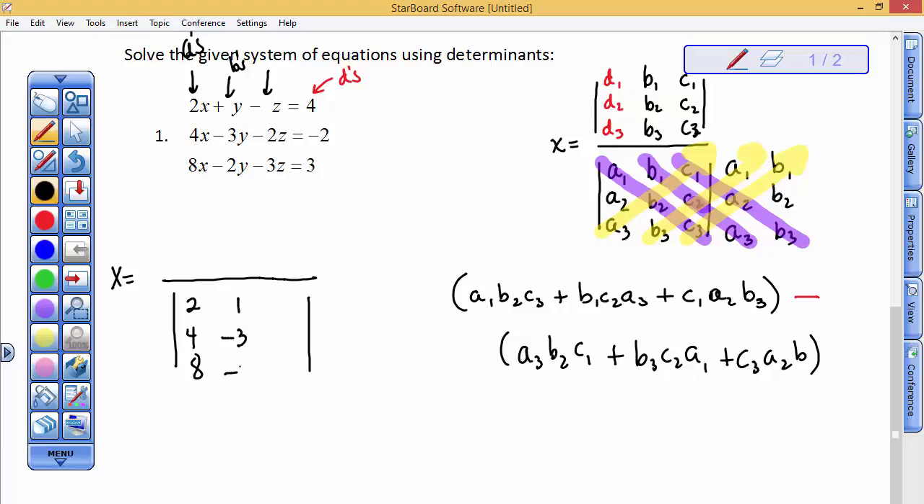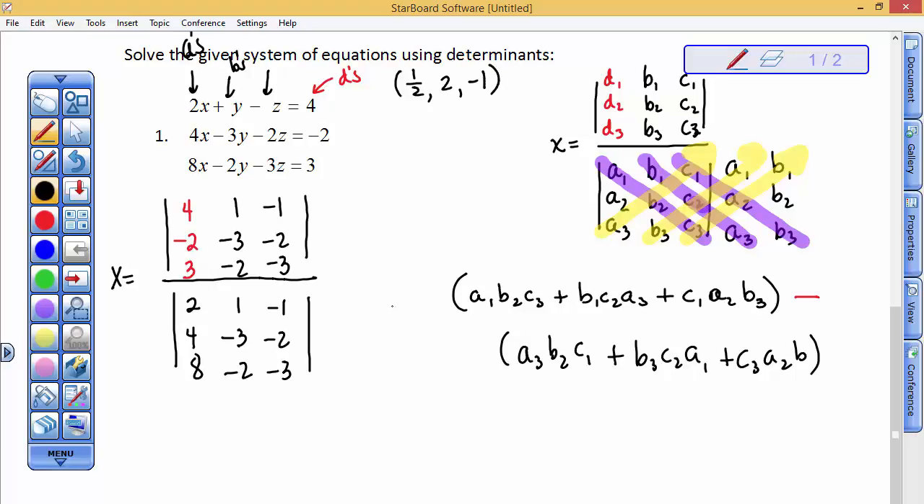This is a problem that we've done already once. This one's a negative 1, negative 2, negative 3. We did it in the last section. I'll tell you what the answers were in a minute. The d values are the 4, the negative 2, and the 3 right here. Those go over here. And then I bring up this column, the 1, the negative 3, and the negative 2, this negative 1, this negative 2, and this negative 3. I'm going to go ahead and tell you that when we did this problem algebraically in the previous segment, we got x is a half, y is 2, and z is a negative 1.